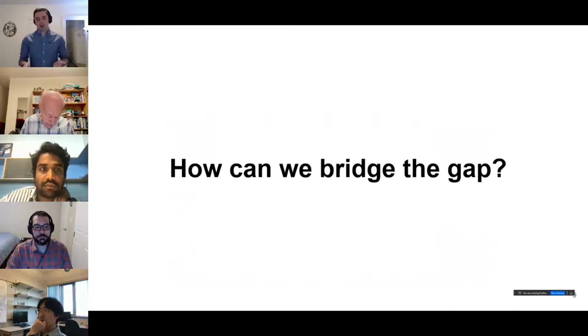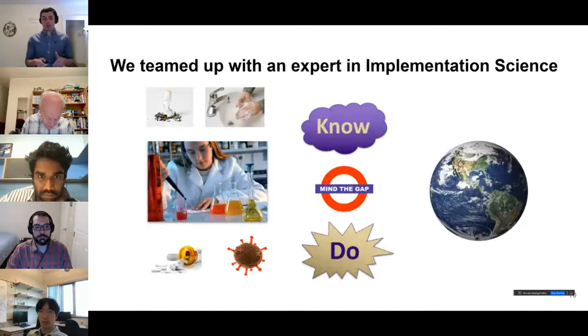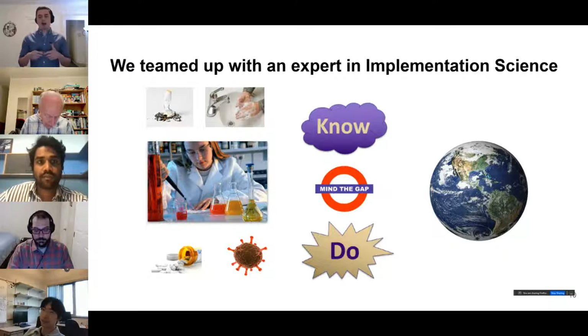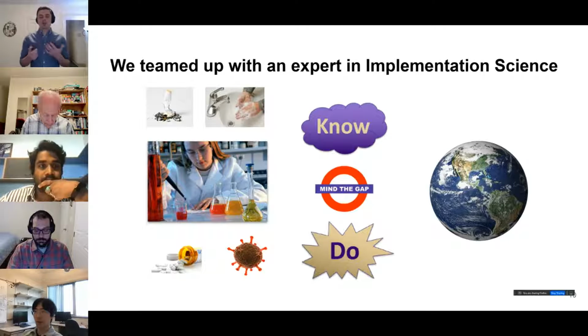So how can we bridge this gap, get more authors to participate in artifact evaluation, and ultimately improve the quality of artifacts? To bridge the gap, we teamed up with Lauren Herkis, an expert in the field of implementation science. Implementation science is a relatively new discipline that seeks to identify the gaps between the theory and implementation of certain ideas.